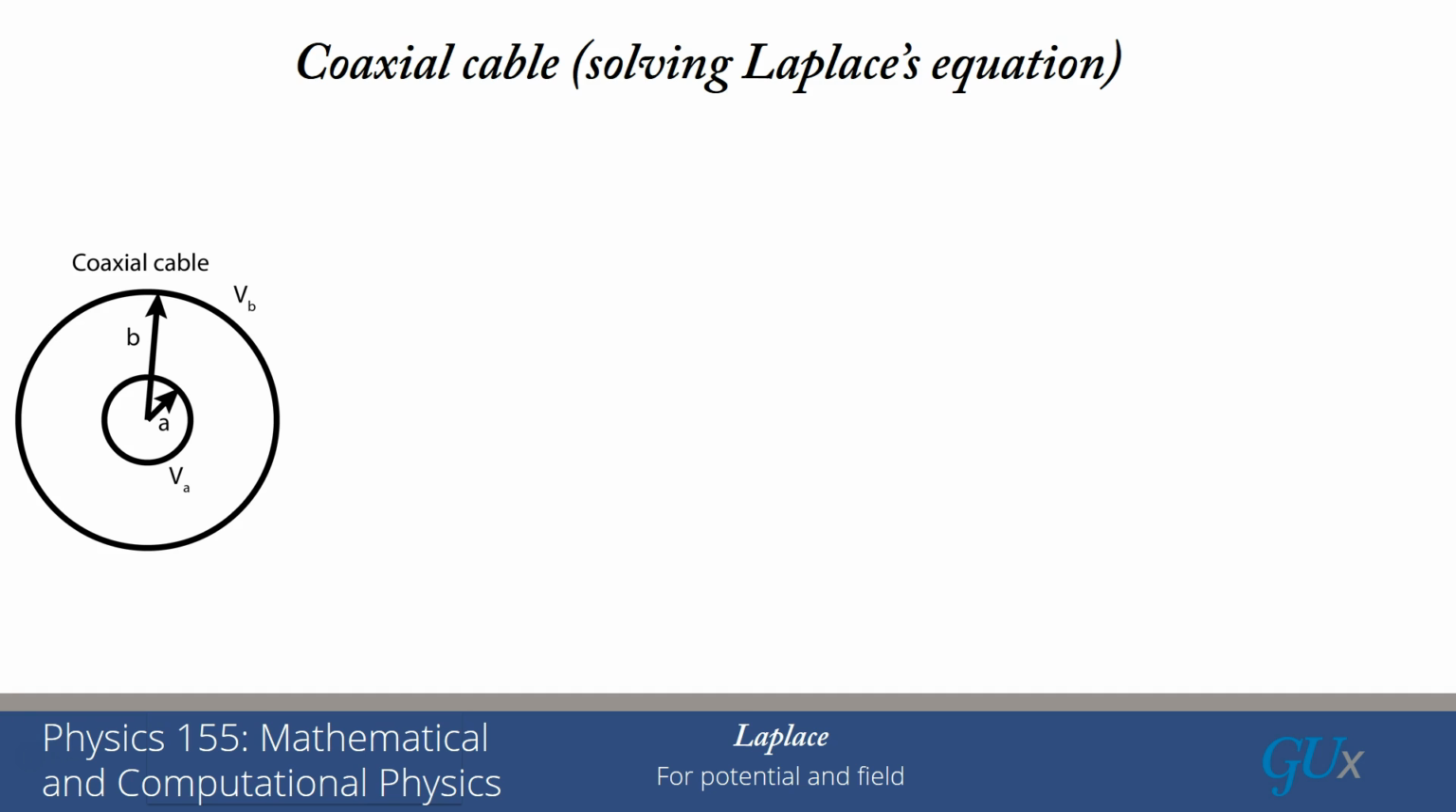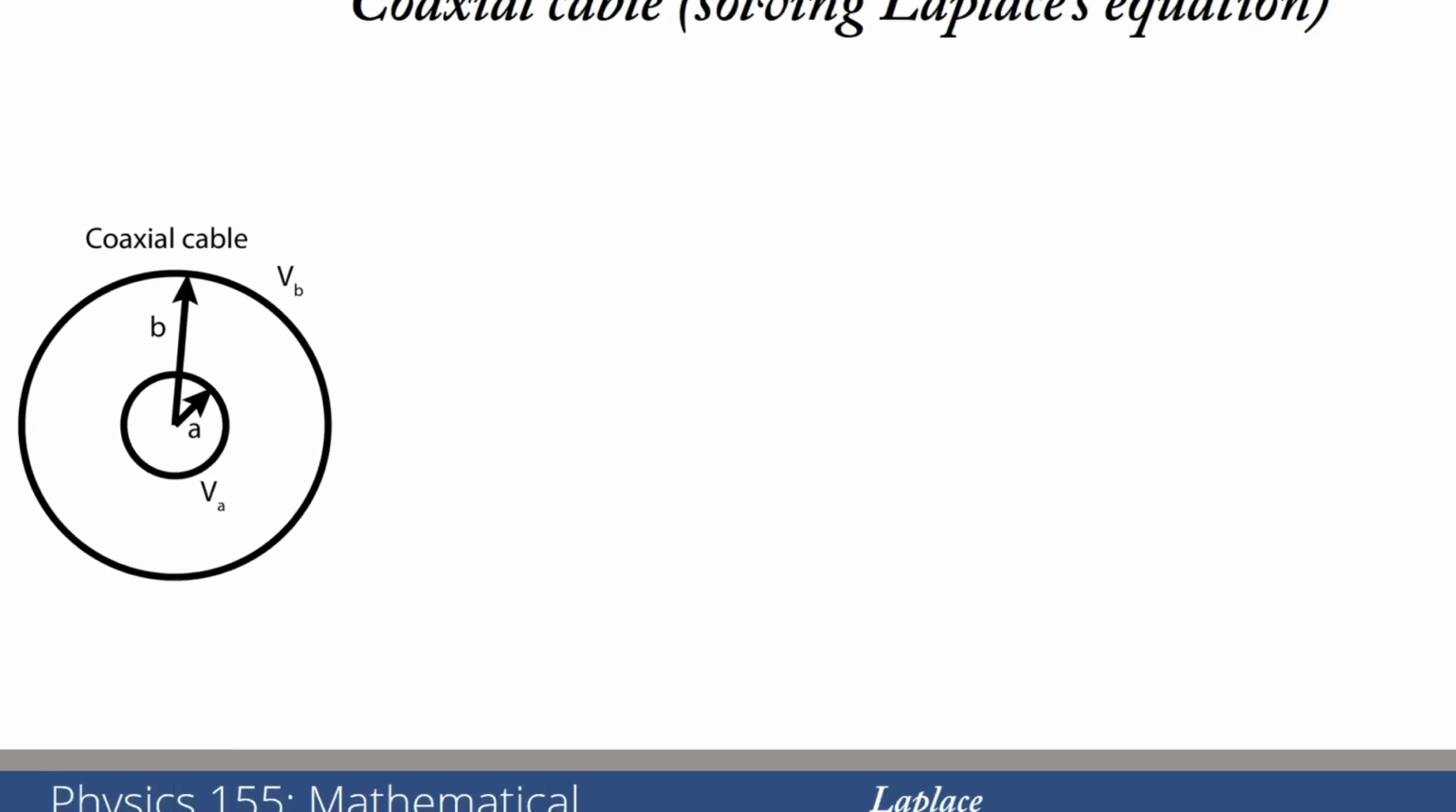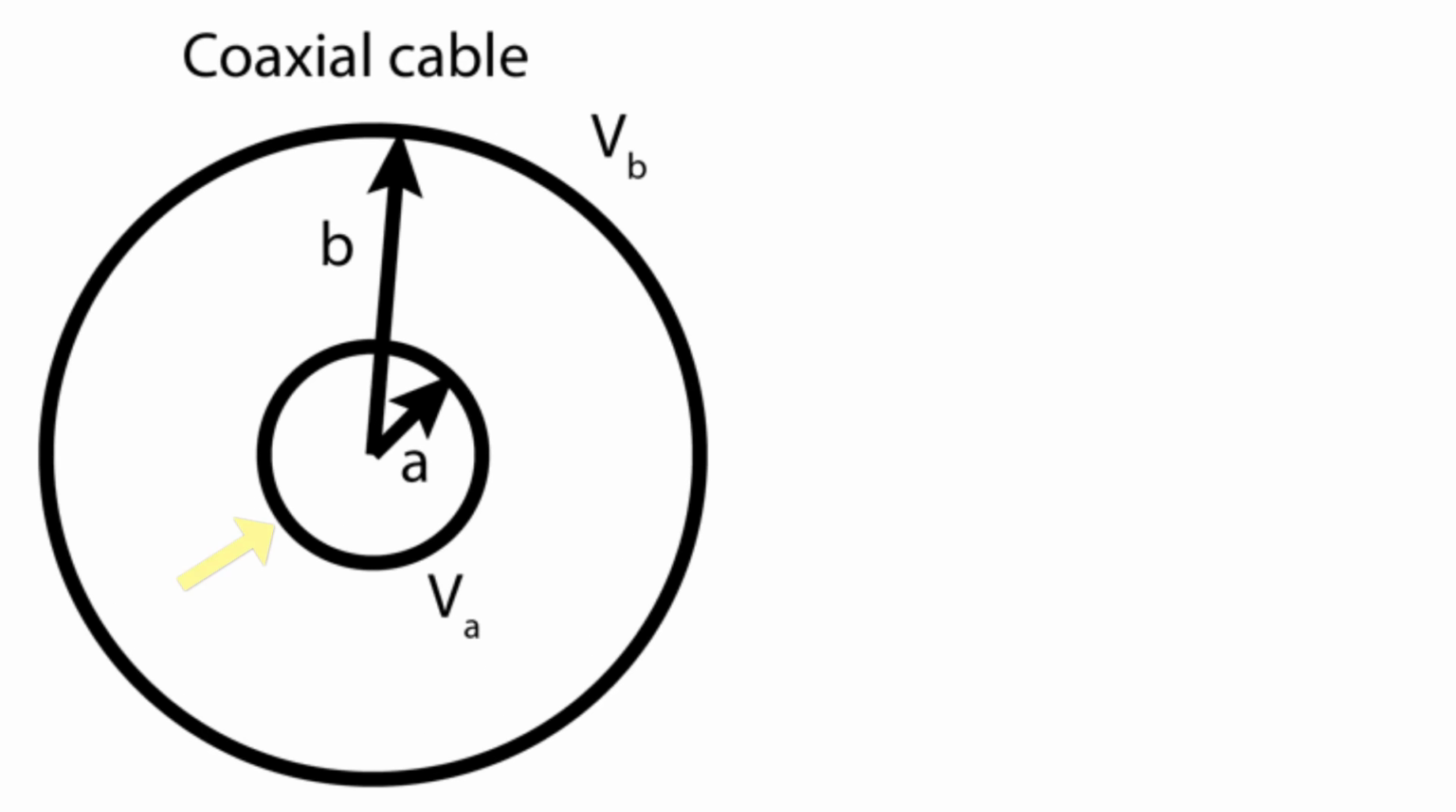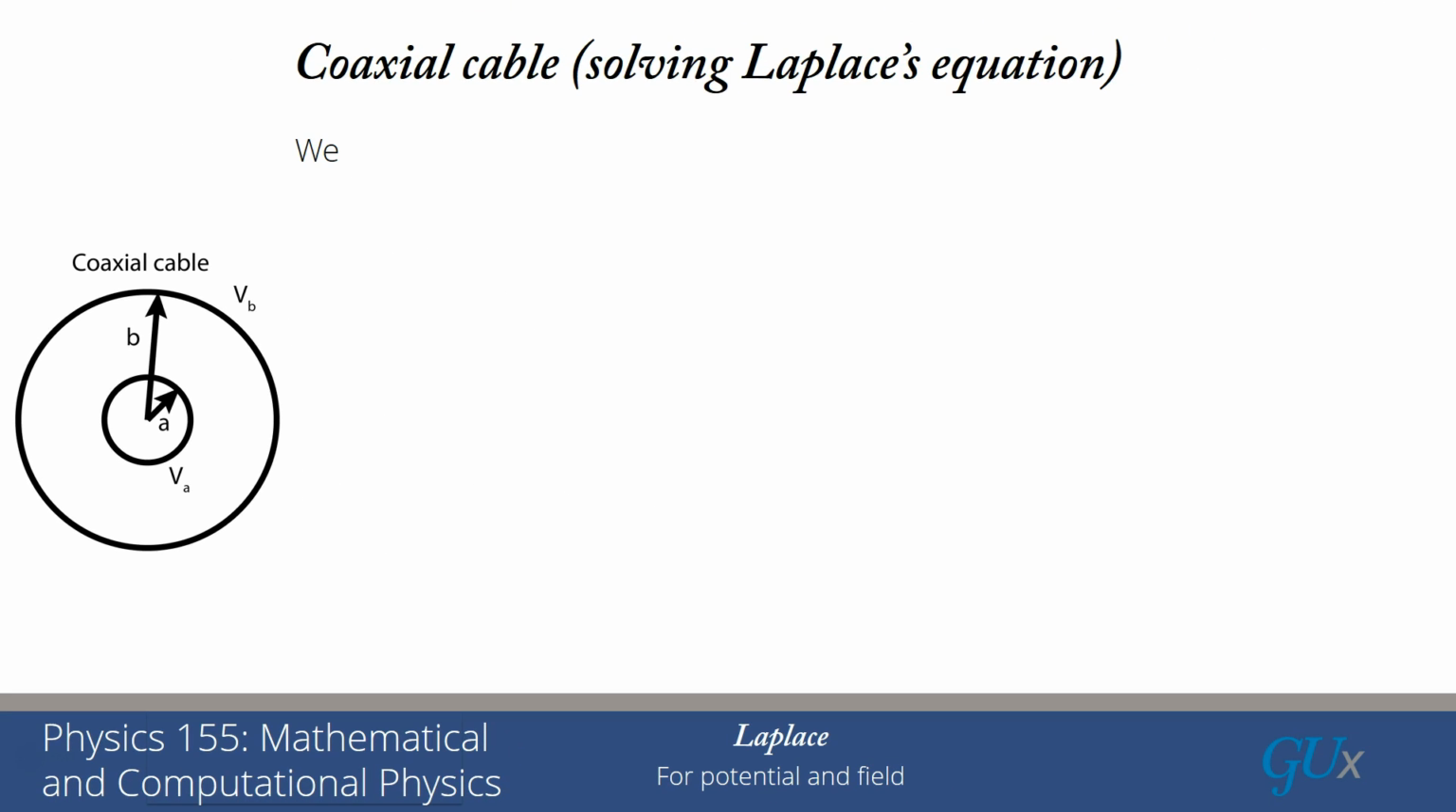So we're starting here with a coaxial cable. This is going to be a metal cylinder. The inner one has a radius A, the outer one has a radius B. They're infinite in extent in the z direction, and there's a potential V sub A on the inner cylinder and a potential V sub B on the outer cylinder, and our goal is to find the potential in between the two cylinders and also to find the electric field.